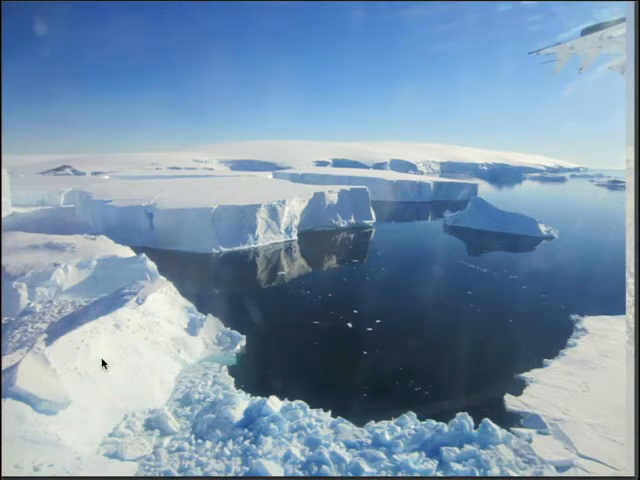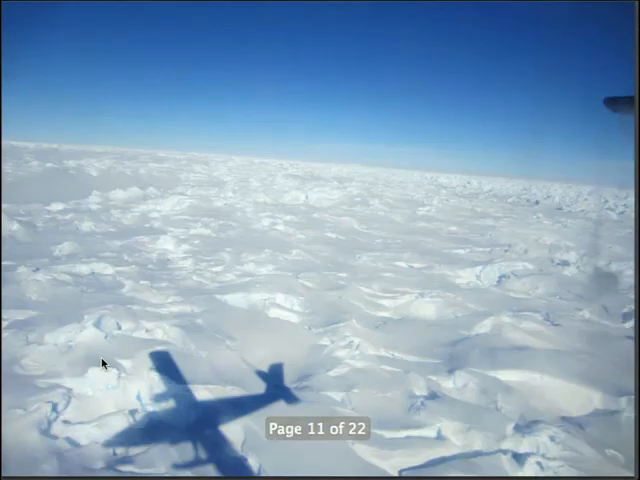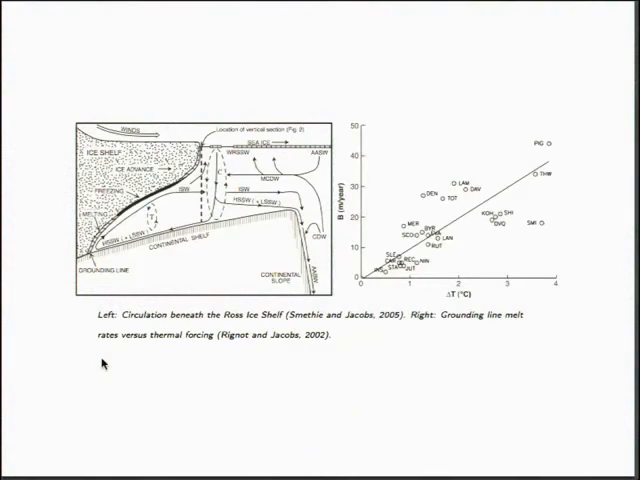This is another fundamental glaciological process that we don't have a handle on. We don't know how ice shelves break apart and at what rate they do it. This is a cross section through an ice shelf, and it has an impressive number of acronyms on there.